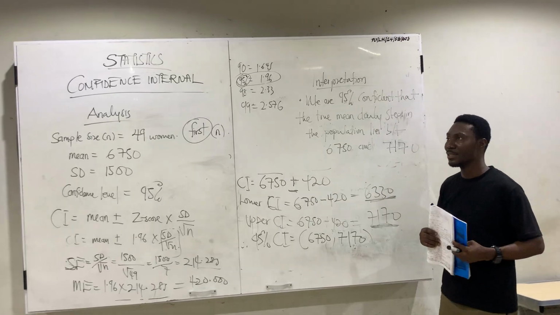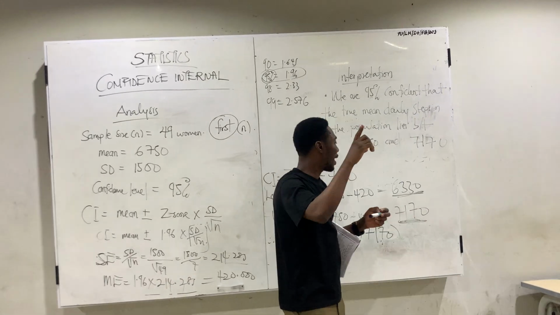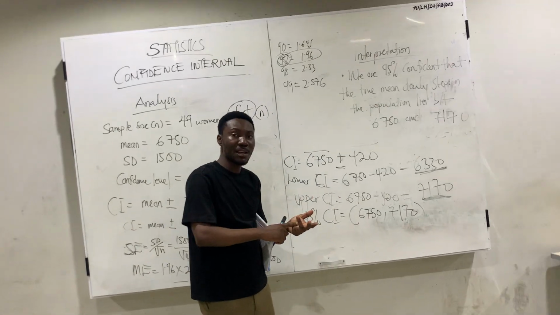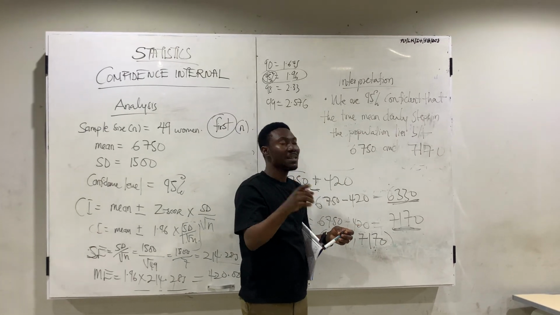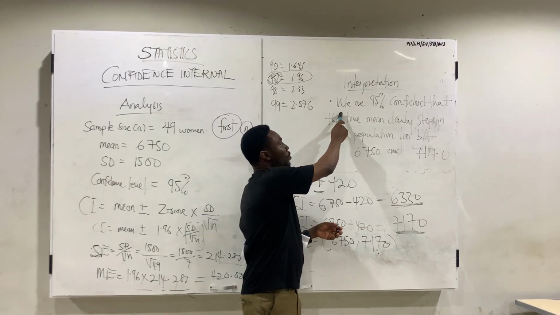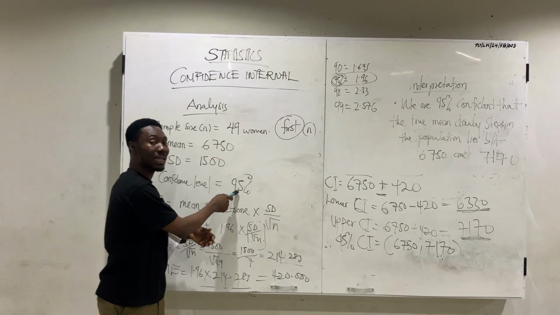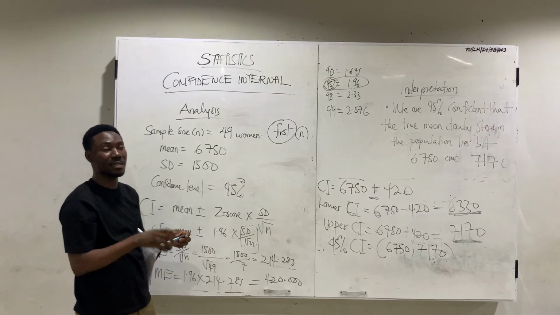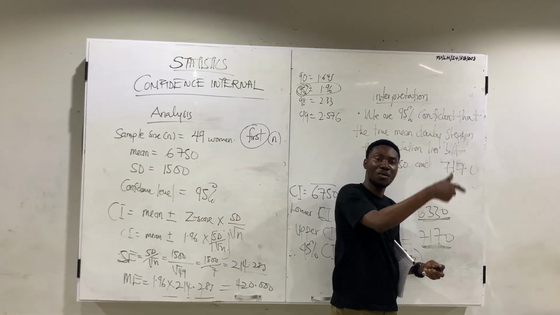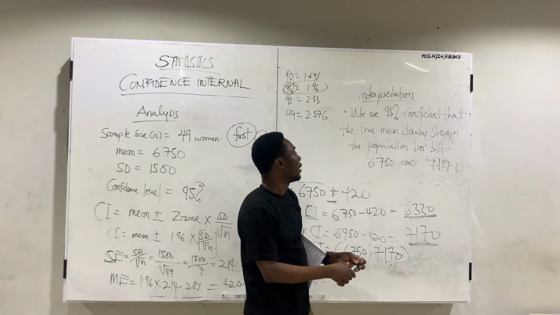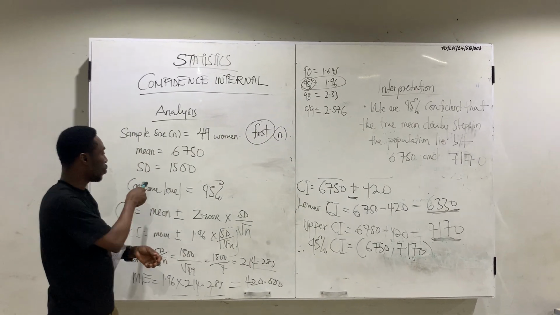Now, how do we do the interpretation? In your interpretation, you have to emphasize the confidence level that was given. In our question, the confidence level given is 95%. You always start with we are, then the confidence given in the question, 95. If the confidence given in the question is 98, it won't be we are 95, it will be we are 98% confident that. Okay, now again, in writing the interpretation, you also have to pay attention to the variable you are dealing with.